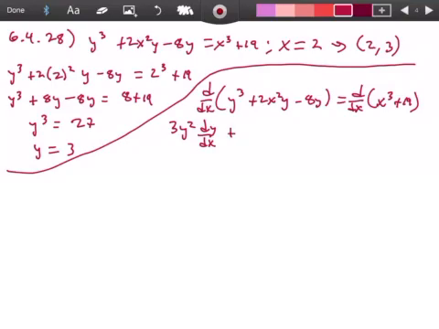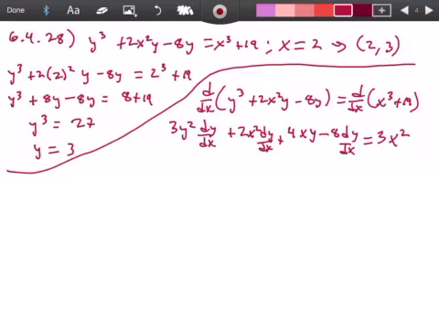Next term, this is the product rule. 2x squared dy by dx plus 4xy. So this term right here, the 2x squared dy dx plus 4xy, is what we get from taking the derivative with respect to x of 2x squared y. Next, the derivative of minus 8y with respect to x, that'll be negative 8 dy dx. Next, the right side, this is much nicer. This one is just going to be 3x squared.